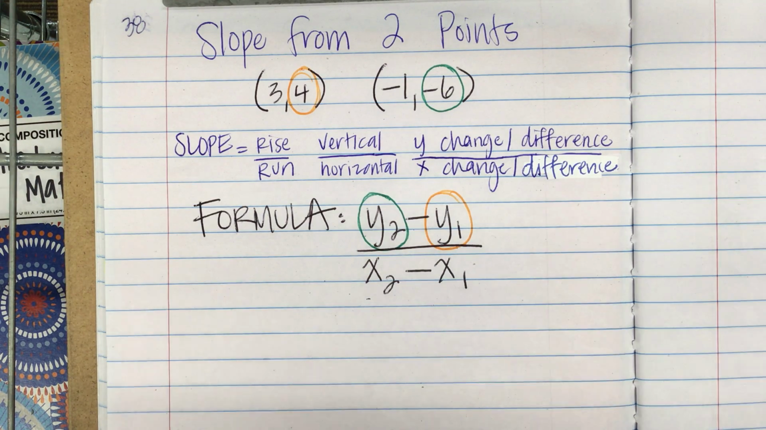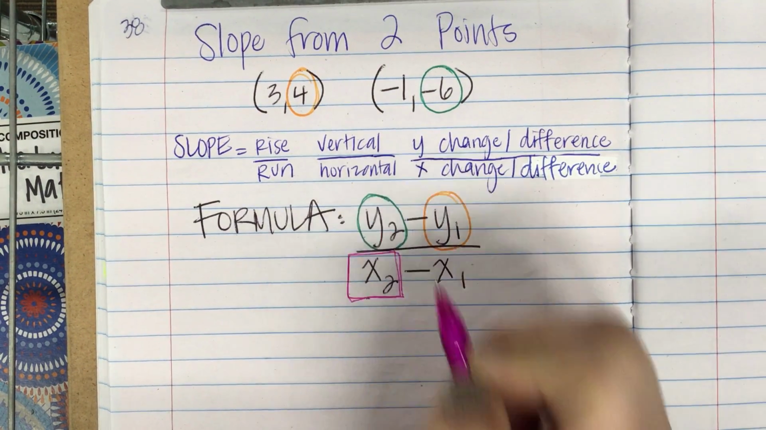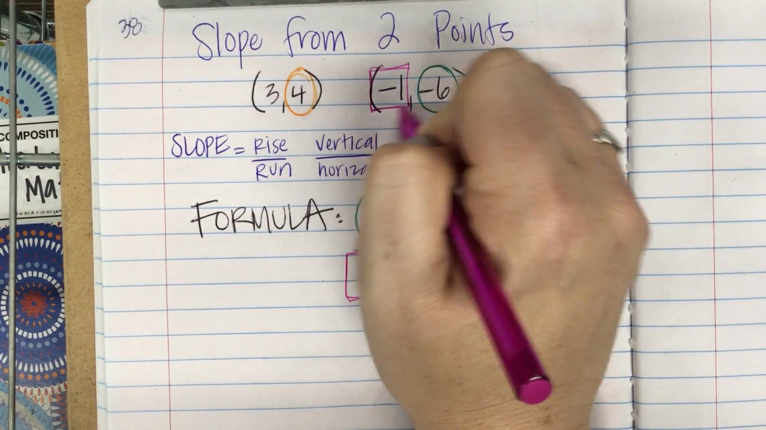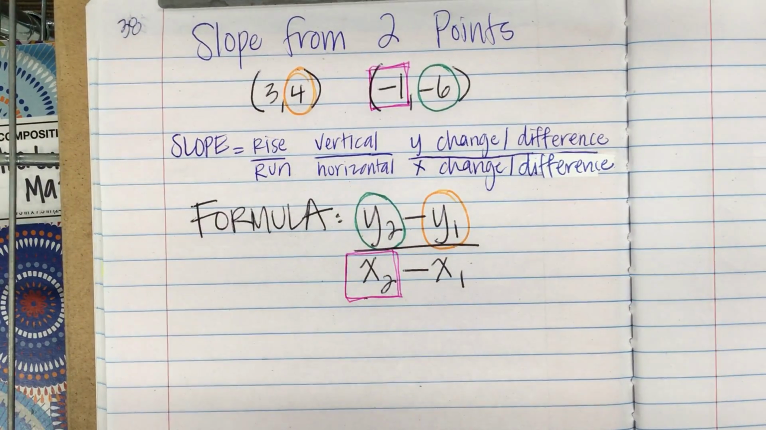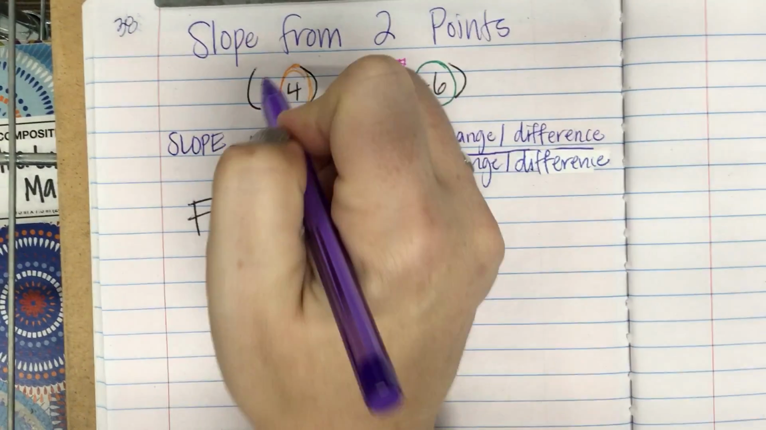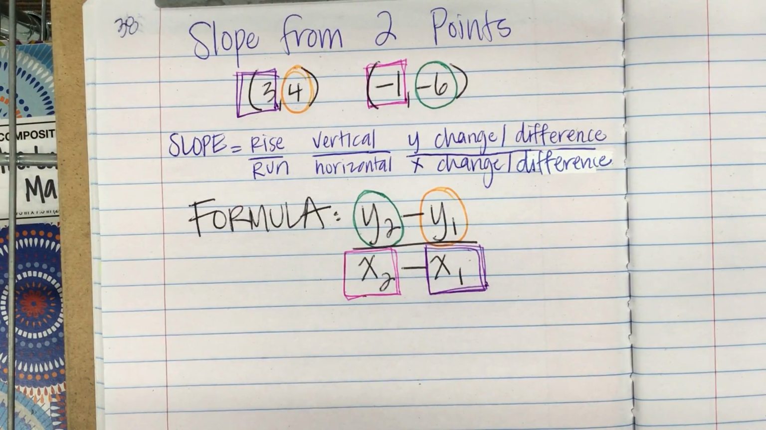And my x2 is my x from the second ordered pair. And my x1 is my x from the first. It's the y minus the y. And we subtract because I'm finding the difference between them, right?